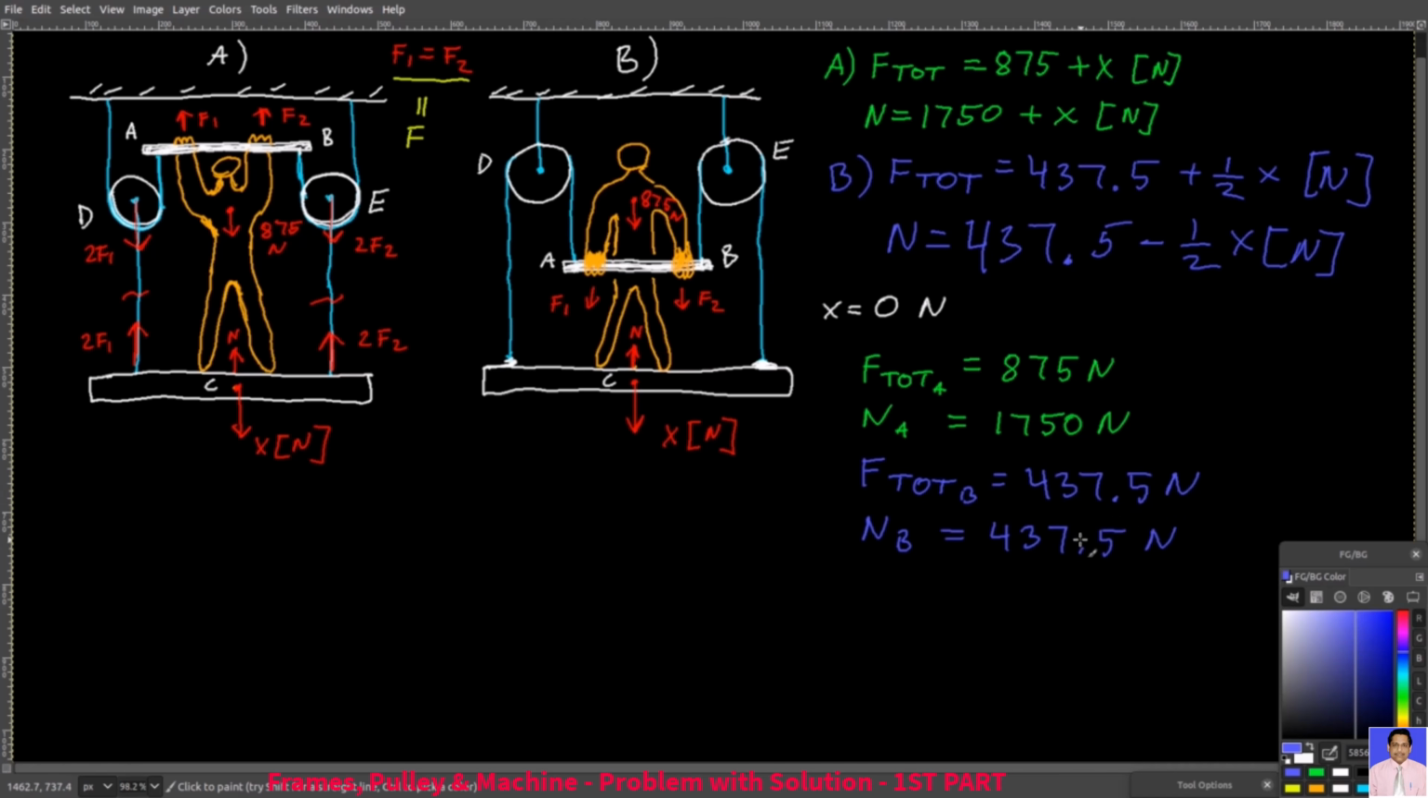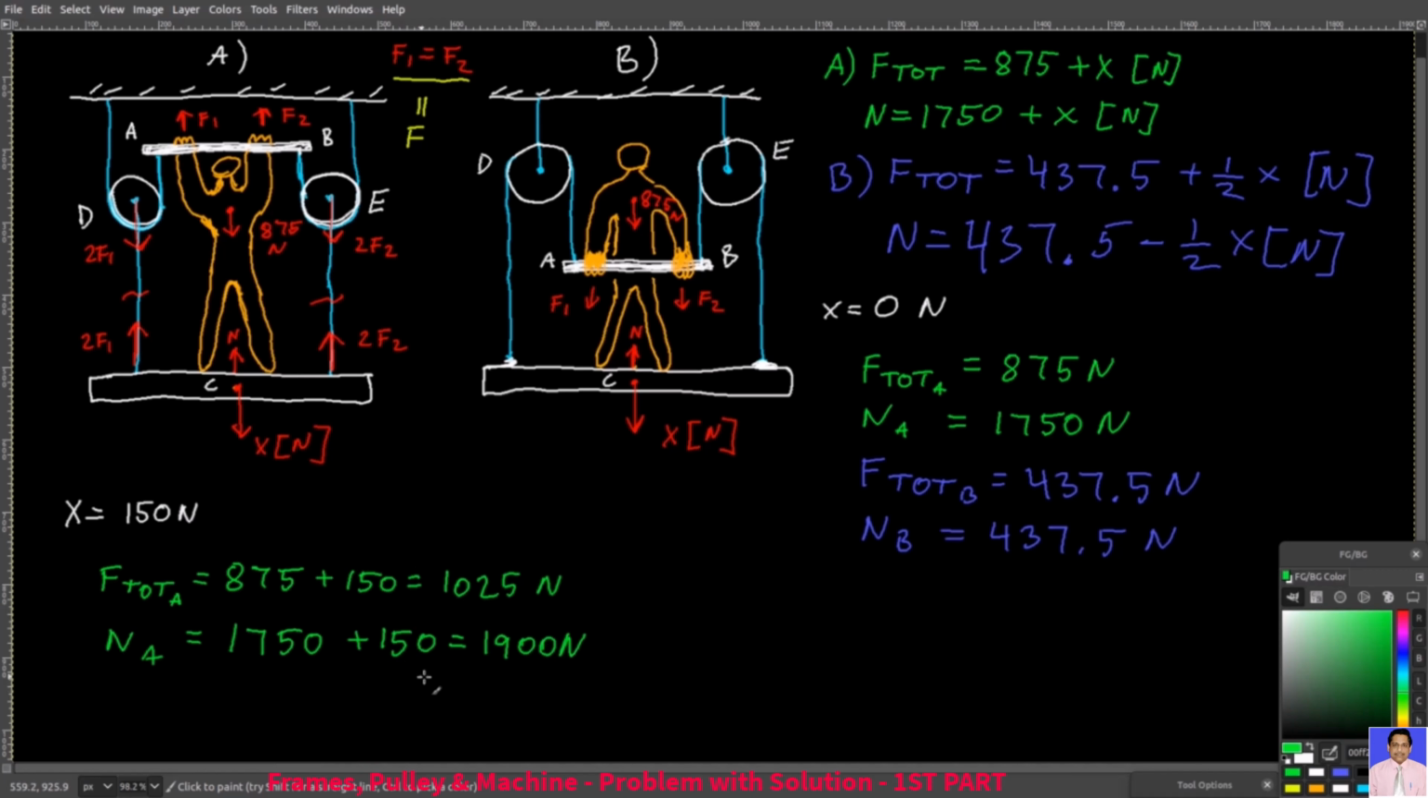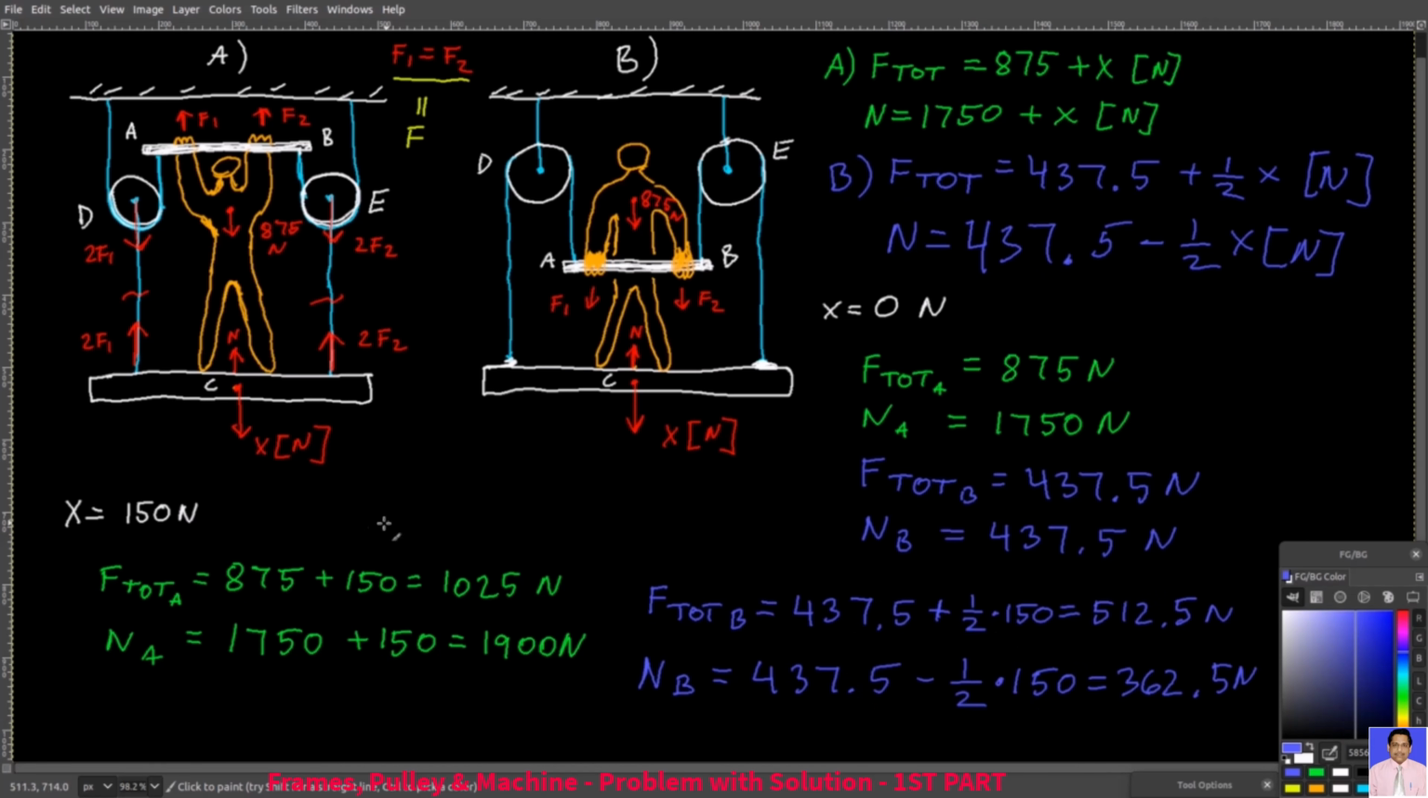However, if we say that the weight of the platform C is, let's say, 150 newtons, well then in case A, these would be your numbers, and in case B, these would be the numbers. In case A, both F total and the normal force increase, making it worse for the guy. In case B, he needs to apply a bit more force down, but the normal force actually decreases with the platform's weight. In any case, configuration B makes the guy's life way easier than configuration A.